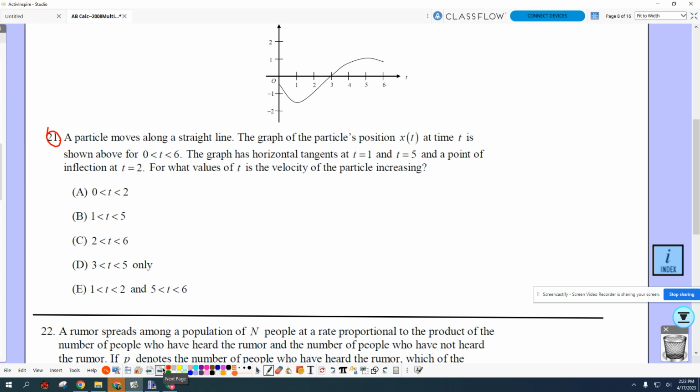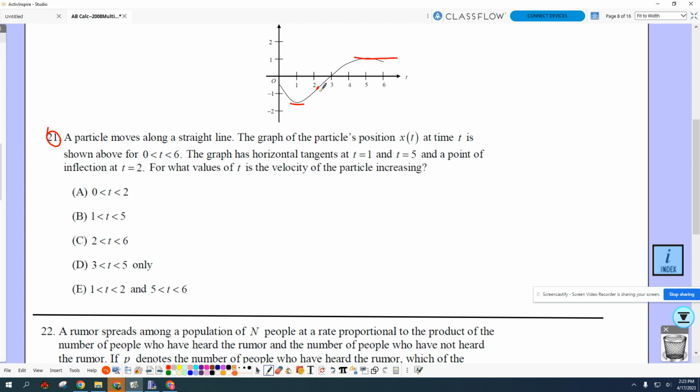The graph of the particle's position is shown above. The graph has horizontal tangents at 1 and 5, and a point of inflection at 2. Where is the velocity of the particle increasing? Because it's accelerating. Oh, is that what it means? Where is the velocity increasing?